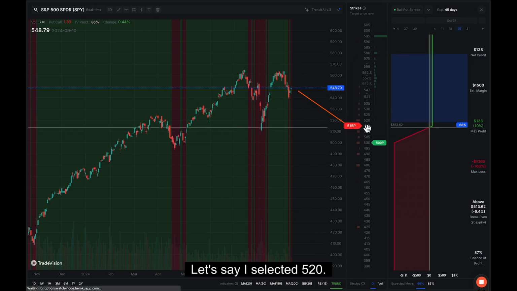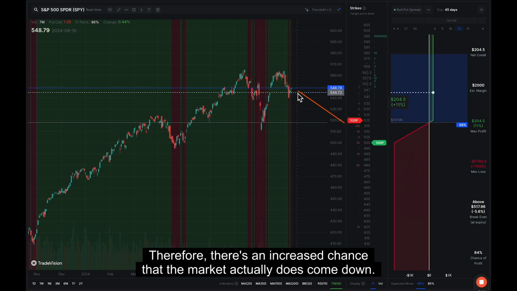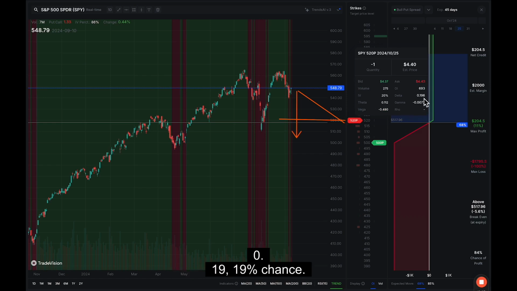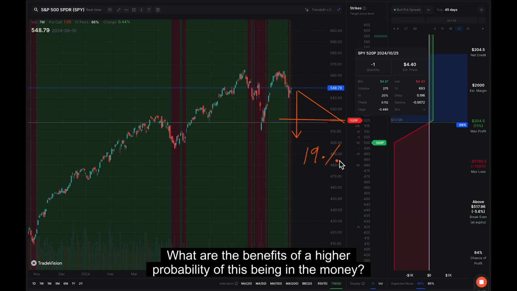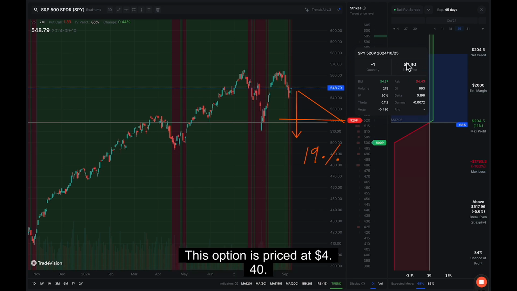Let's say I selected 520. 520 is much closer to 548. Therefore, there's an increased chance that the market actually does come down. What's the delta on this one? 0.19, 19% chance, right? What are the benefits of a higher probability of this being in the money? Well, as a seller, you can collect more premium, right? This option is priced at $4.40.